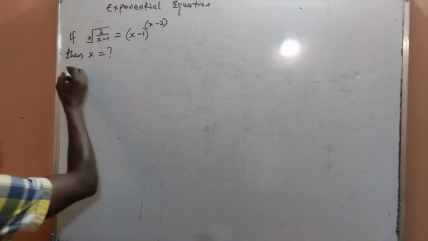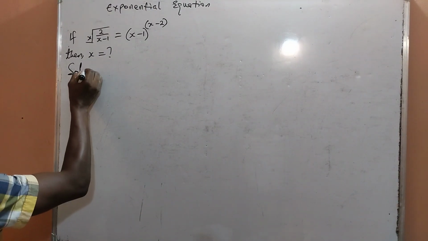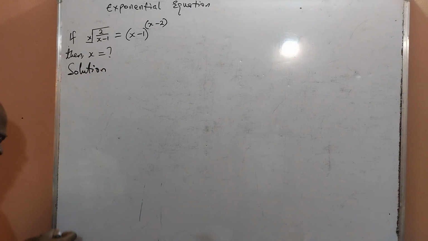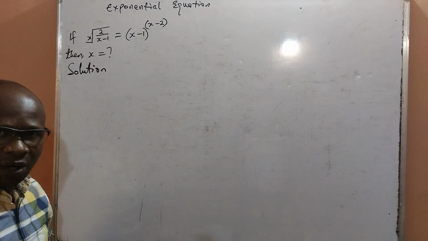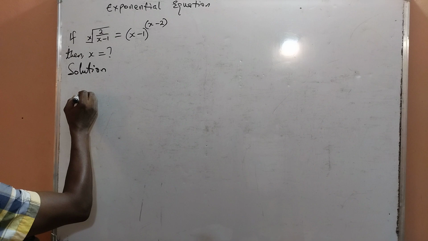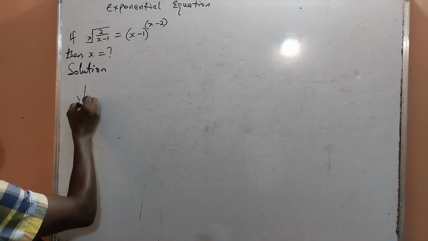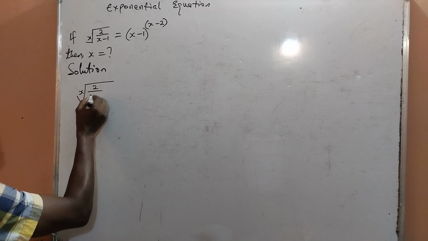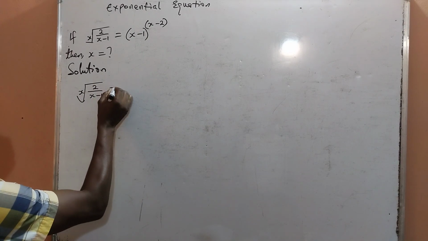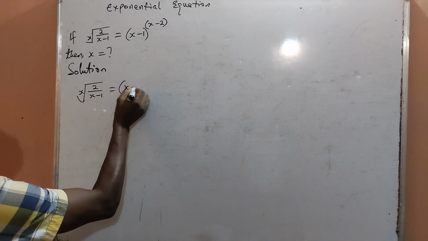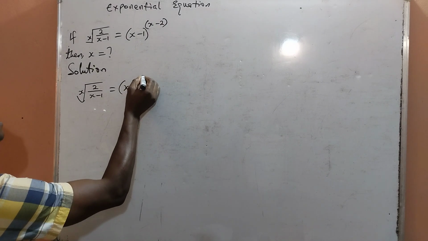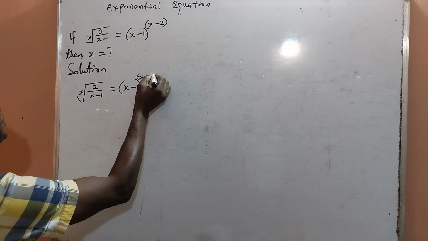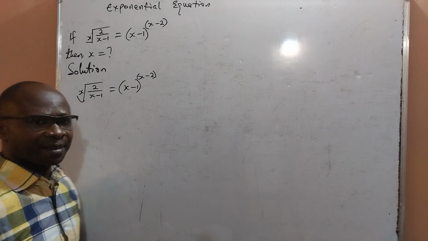Alright, now, solution to the question. I am given to solve the x-th root of 2 over x minus 1 equal to x minus 1, then raised to the power x minus 2. This is the question that I am given.